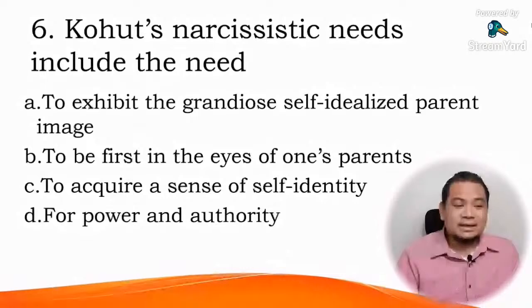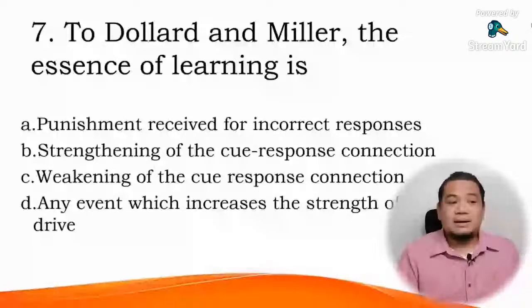Number 7. To Dollard and Miller, the essence of learning is A. Punishment received for correct response. B. Strengthening the cue-response connection. C. Weakening of cue-response connection. D. Any event which increases the strength of the drive.